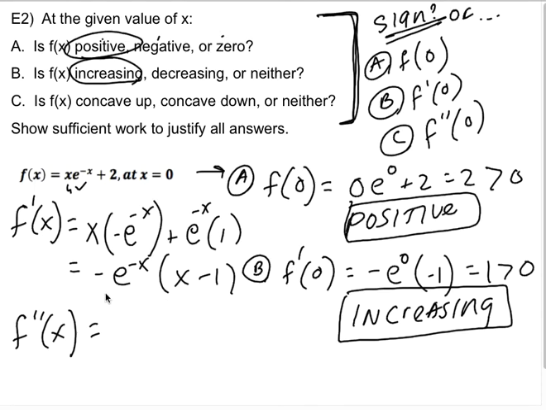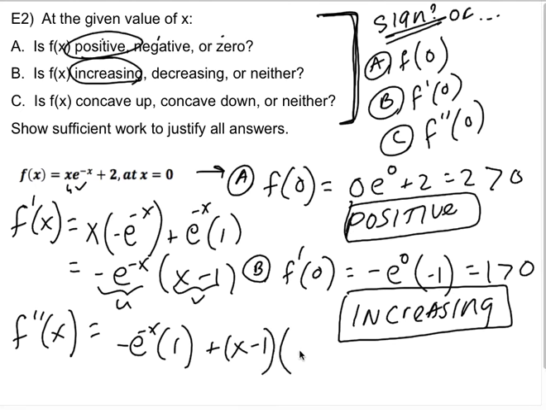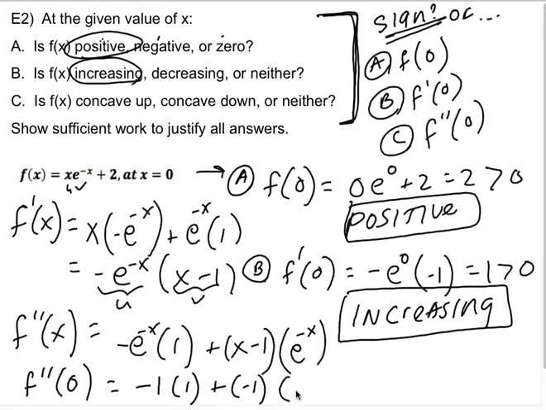And then for C, I need f double prime of x. You can either use the product rule on this version, or you can use the original version. It's up to you. I'm going to use the product rule here. I'm going to call this my u, and this my v. So my f double prime is u dv plus v du, and du is going to be a negative times the negative e to the negative x, so that'll be a positive e to the negative x. And then I need f double prime of 0. That's going to be negative 1 times 1 plus a negative 1 times a 1, which is a negative 2, which is less than 0, so concave down.